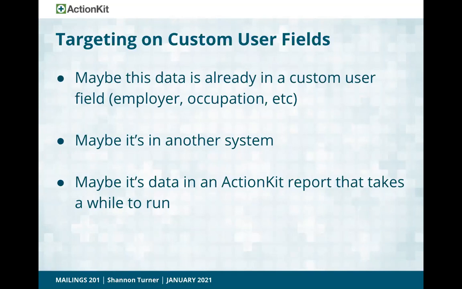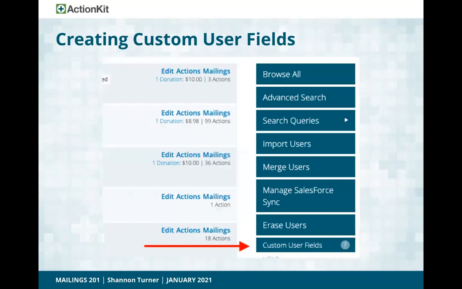Or maybe you have data in an ActionKit report, and this is interesting and valuable data, but it takes such a long time to run, so it's not as actionable as we'd like it to be. We're going to cover how we can run such a report and then download the data and put it into a custom user field. First, let's create a custom user field.